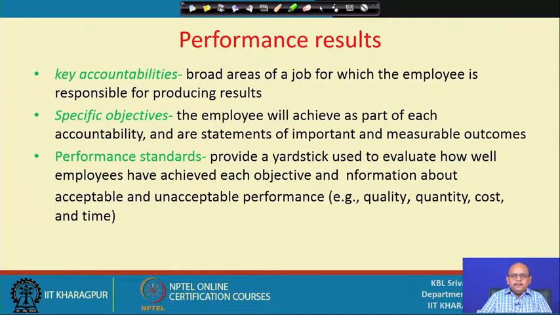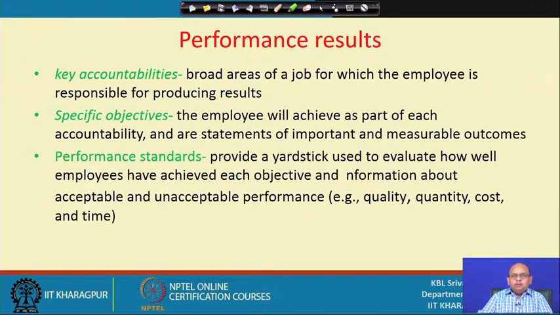It basically examines what things you are responsible for in order to produce the result. When it comes to specific objectives, you have to be very specific in identifying the objectives as a part of the accountability, which are important and measurable. And then the third part is standards, how we are going to evaluate it. So, you need to provide certain norms.